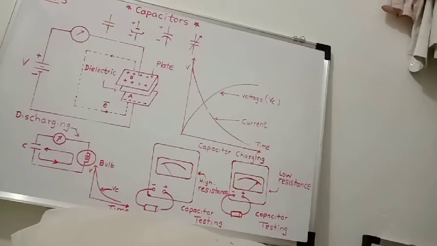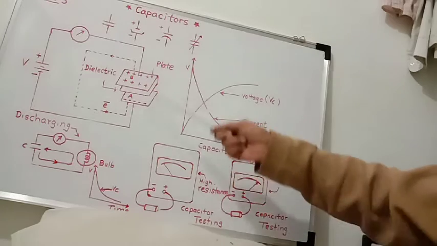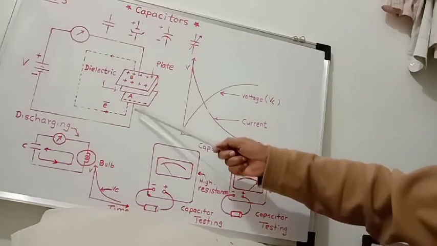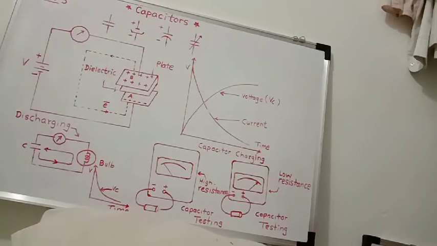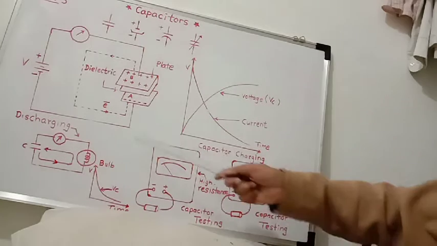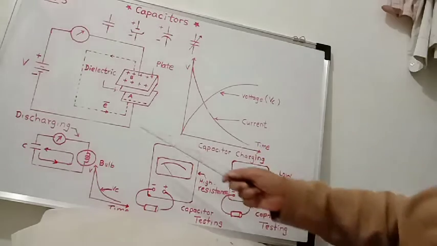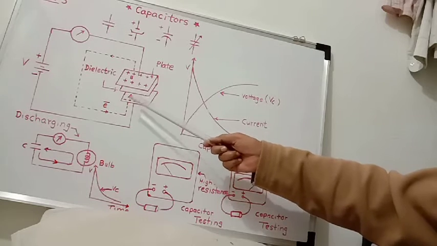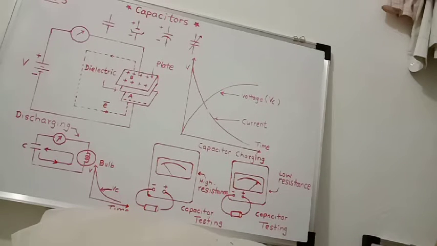Accumulate means collected. Electrons are collected on plate A because they cannot flow through the dielectric. Dielectric is an insulating material. So these electrons cannot pass through the dielectric, because the dielectric is nothing but an insulating material. So these electrons are deposited, or accumulated, on plate A, and they cannot pass through the dielectric.